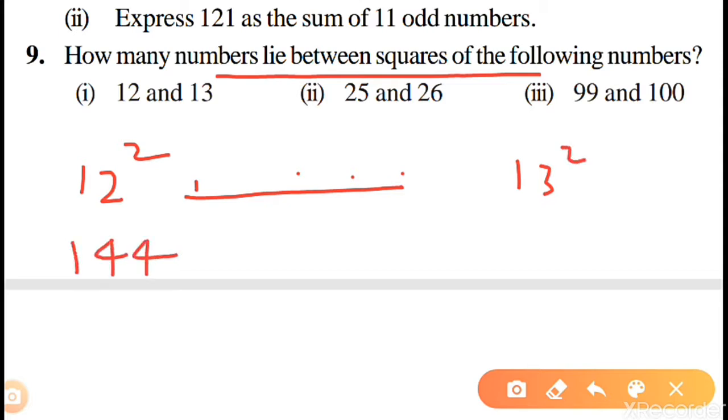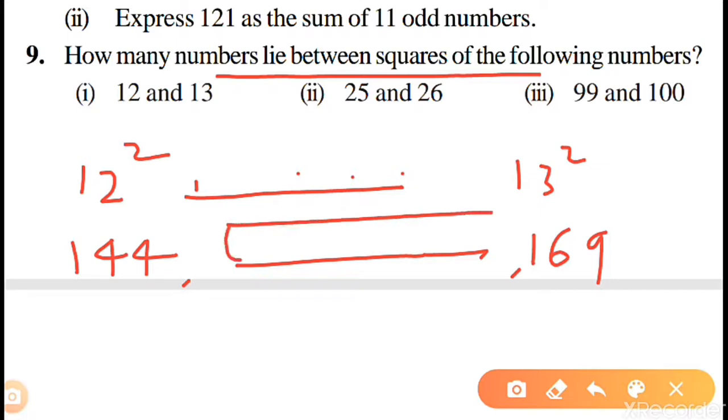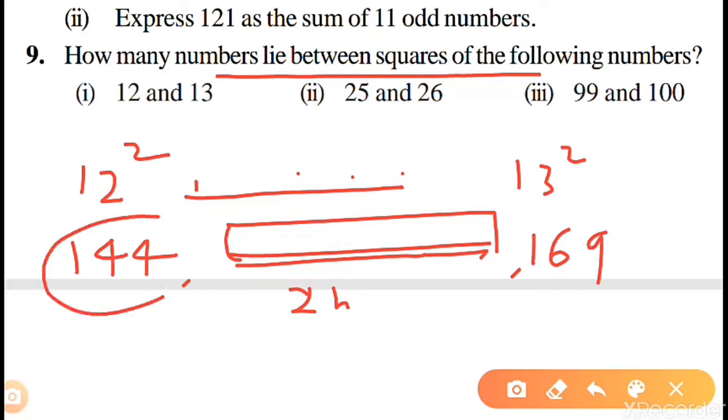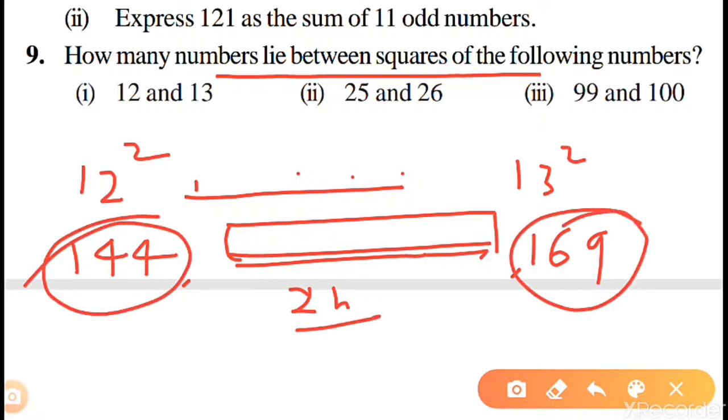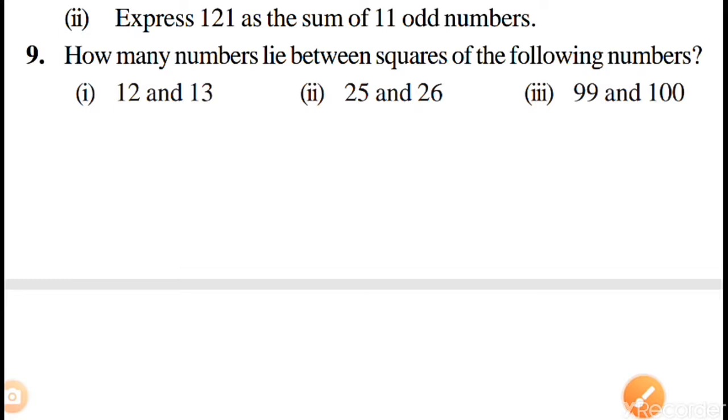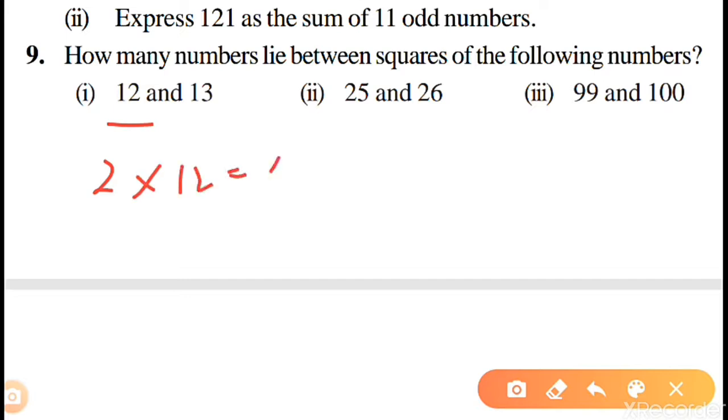144 and 13 square is 169. हमें इन 144 और 169 के बीच में जो भी नंबर्स हैं उन्हें हमें काउंट करने हैं। तो इसके लिए हमने सिंपल स्टेप कहा था कि the numbers will be 2 into n. So the numbers between the square of 12 and the square of 13 will be 2n. So n should be the lesser number. So we will say the numbers that lie between the squares of 12 and 13 will be 2 into 12, that is 24.